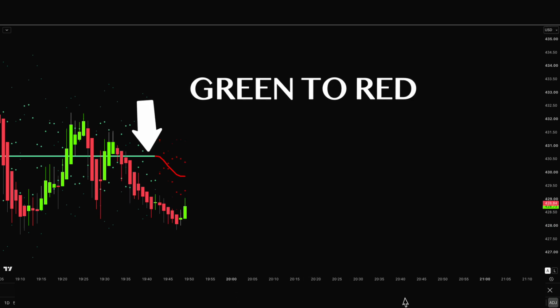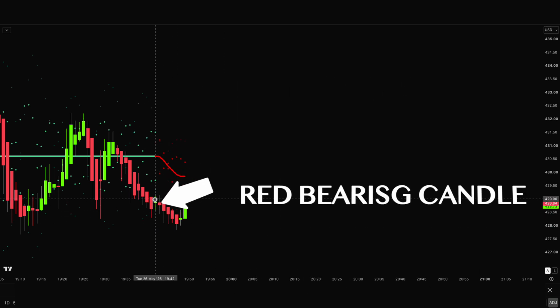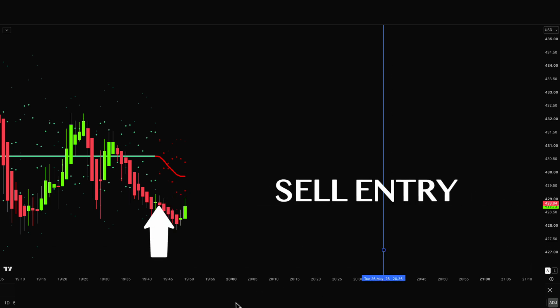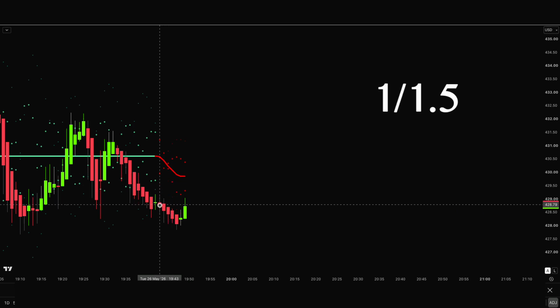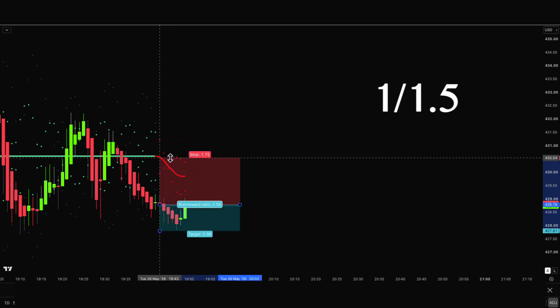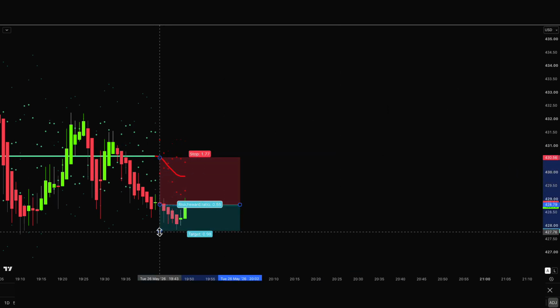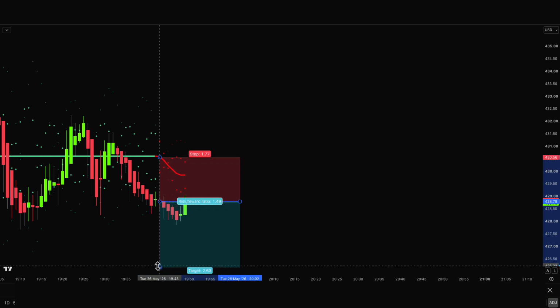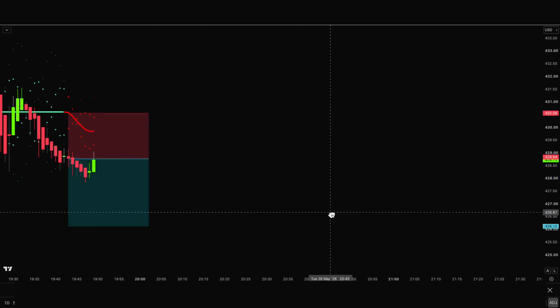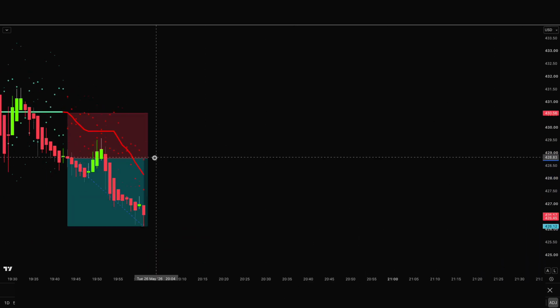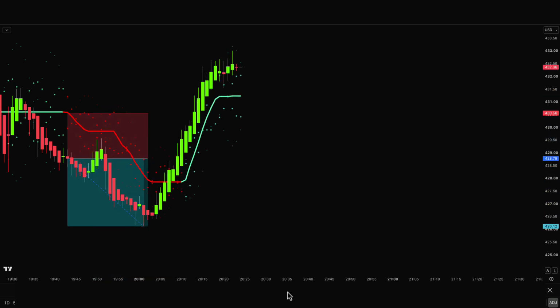Here, this line changed color from green to red. Further ahead, we see a red bearish candle. So, we need to take an entry on this red candle. We take a trade with a 1 to 1.5 ratio and see how it plays out. We have won this trade. Now, let's look for the next trade.